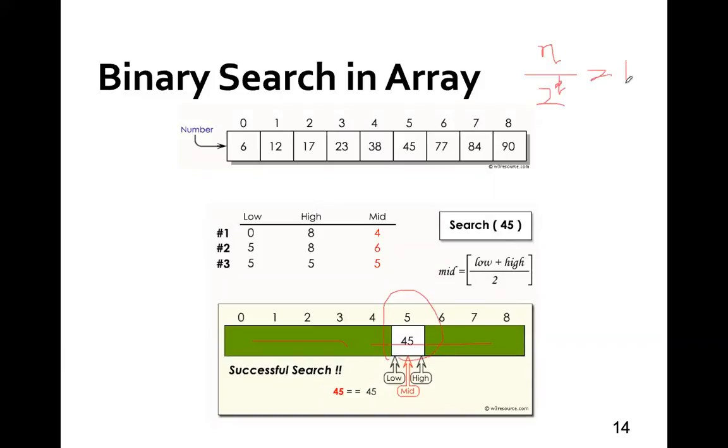How many times do you need to cut by half until you reach 1? So this is n equal to 2 to the i, so the number of iterations i is equal to log 2 n. Any questions? And log n is very small. If you have 1 billion, log n is 30.